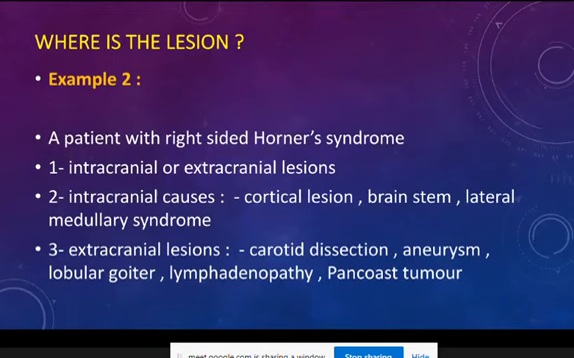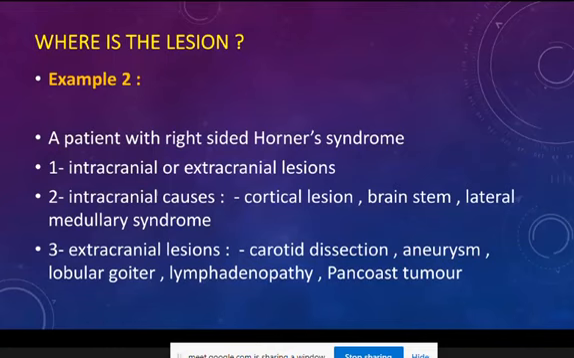Some candidates in the exam, when you give them Horner syndrome, don't know that there are extracranial causes. It is exactly like the facial nerve. Any patient with lower motor neuron facial weakness, you have to look behind the ear, look inside the external ear, and feel the parotid to look for extracranial causes: Ramsay Hunt syndrome, parotid tumor, and mastoid scar.